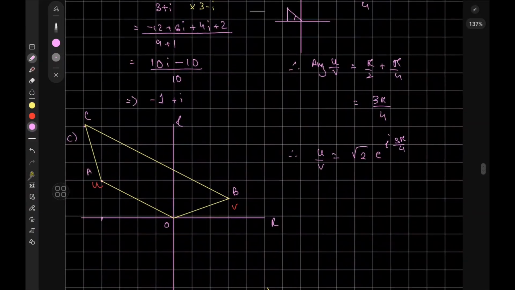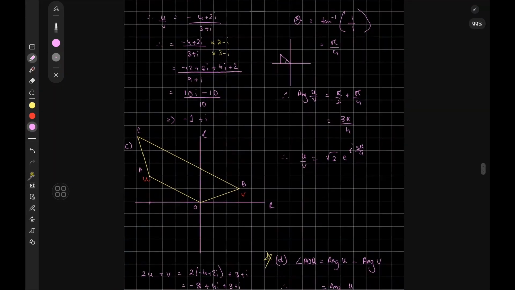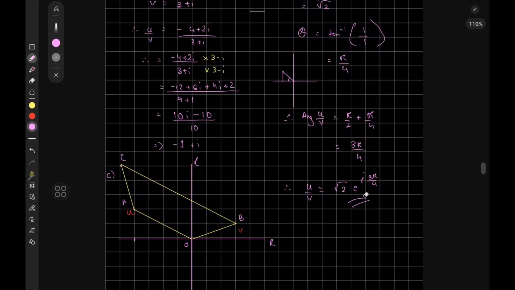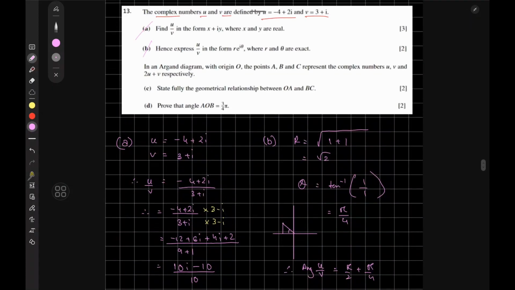If you know both of those, you can now plug it into r e^(iθ), where r is root 2, and theta, or the argument rather, is 3 pi by 4. So you get the expression root 2 e to the power i times 3 pi by 4. That is your complex number in exponential form. Right. So you've answered B as well.